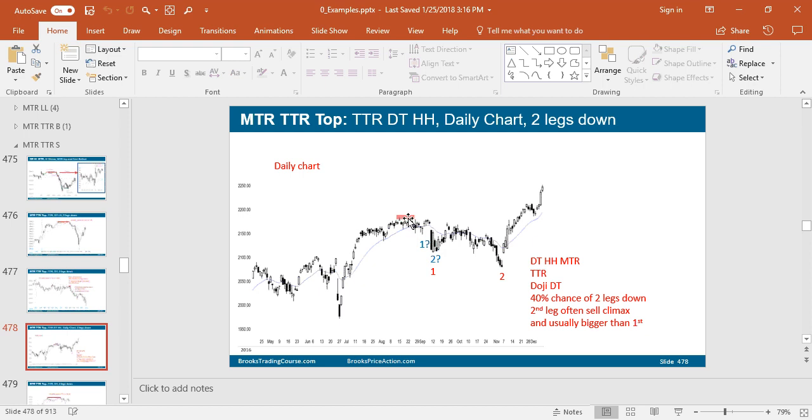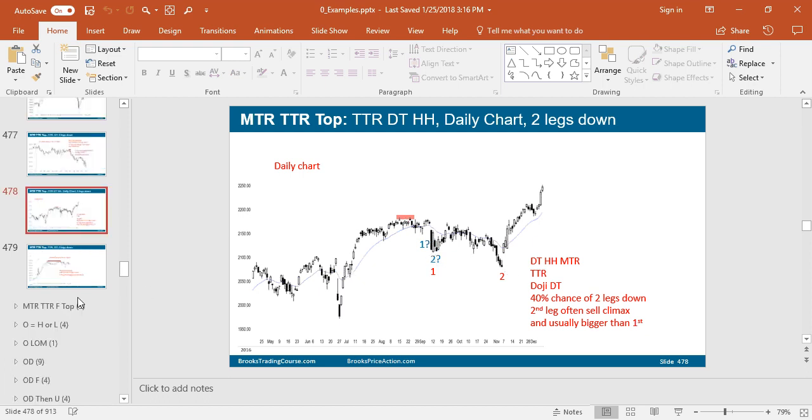Here we have a tight trading range at a new high. It's not a lower high. This is a daily chart, but it still resulted in a couple legs down, 1, 2, or 1, 2, or 2.